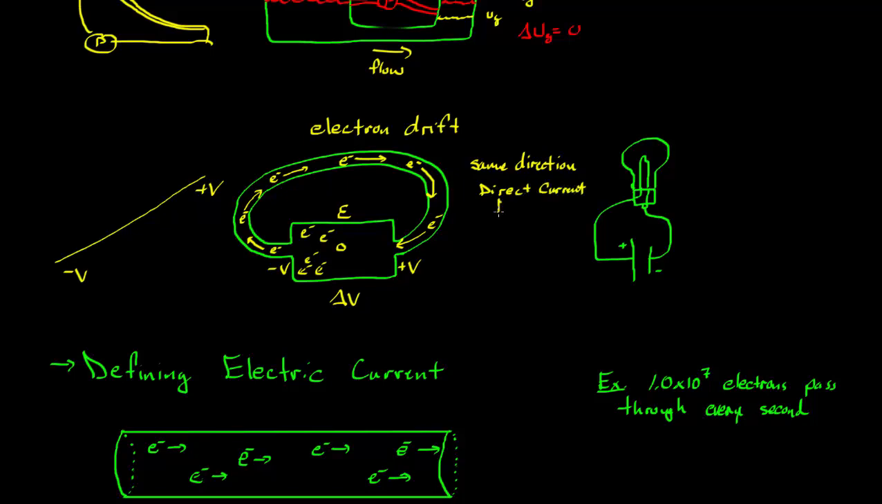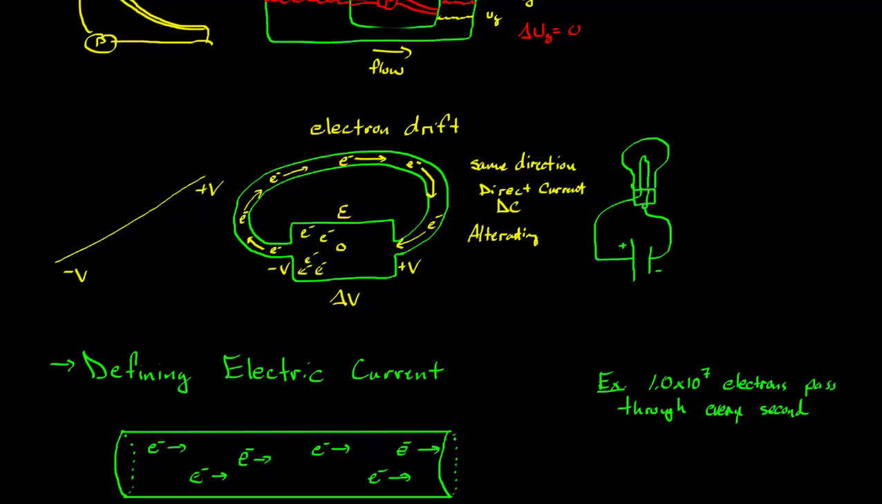Or DC current. Alternating current, which we don't study, but is what is in your house, is just that. It alternates. It goes back and forth. And it goes back and forth at a frequency of 60 per second. So 60 times per second, it flips direction.